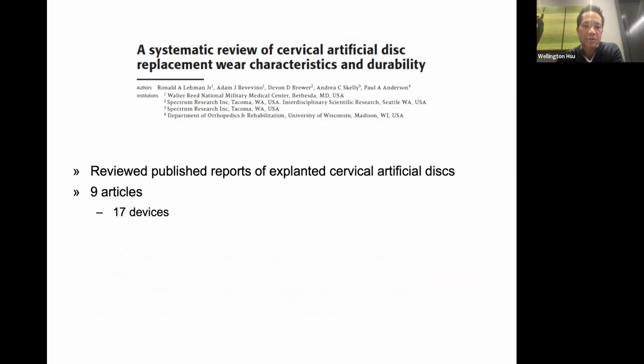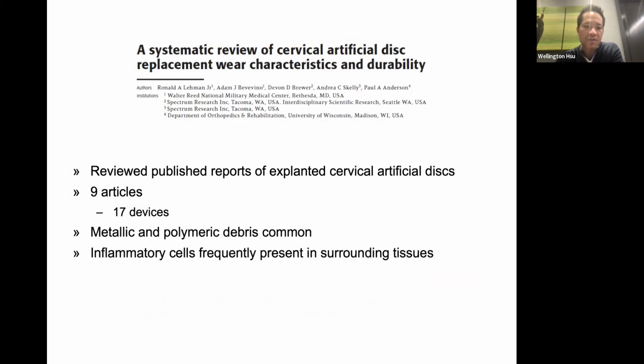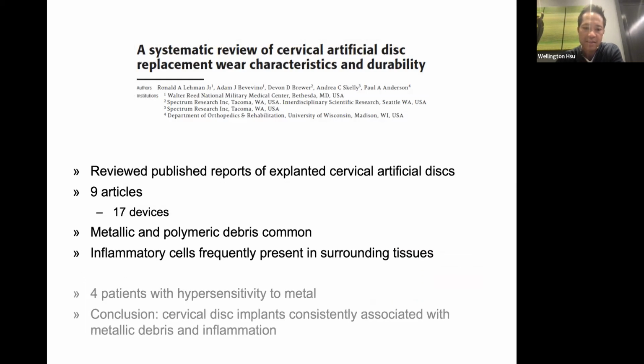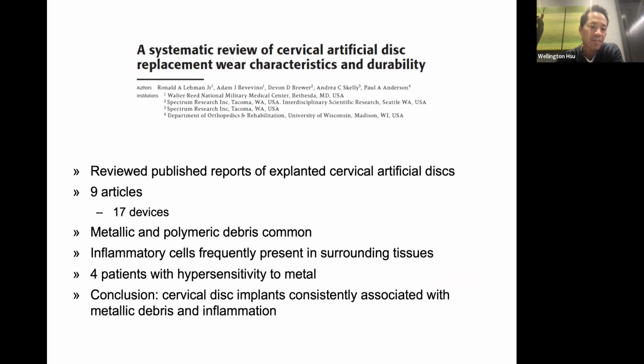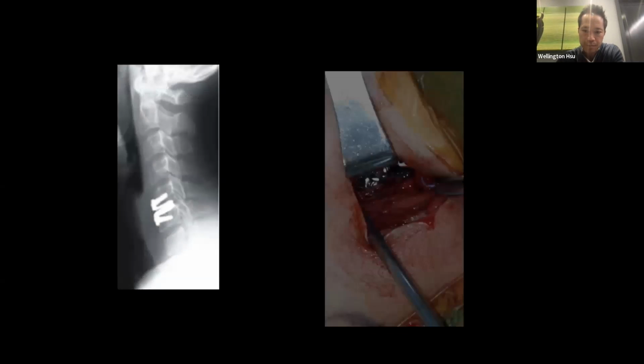If you review the literature with different devices, though, we know that inflammatory cells are frequently present. And we also know that some patients can have a hypersensitivity to metal. And so the conclusion is that cervical disc implants consistently are associated with metallic debris and inflammation. We just don't know the relative clinical sequelae from this pathologic fact.